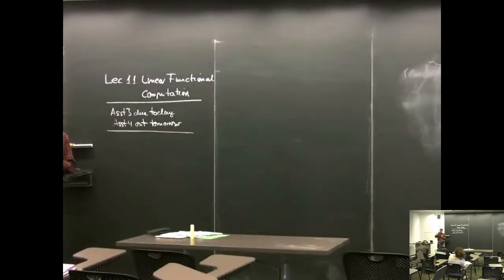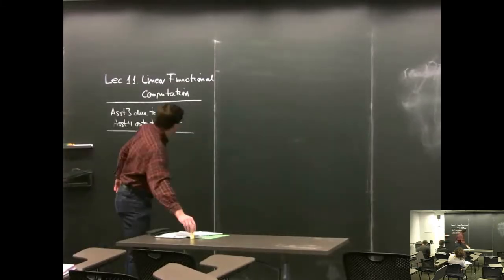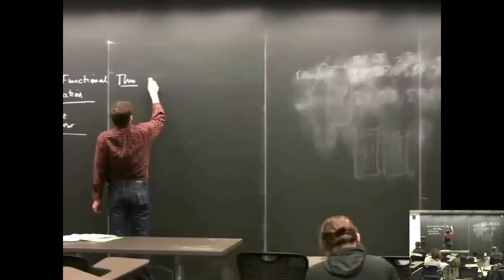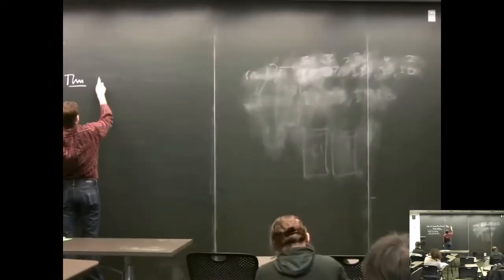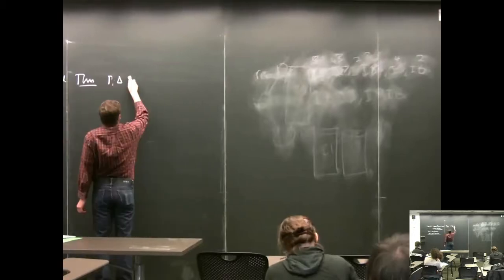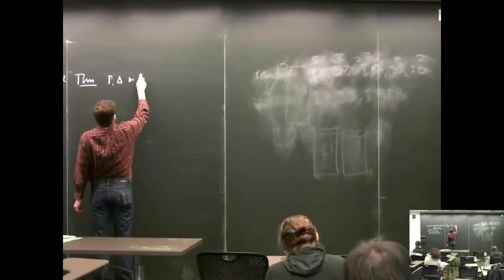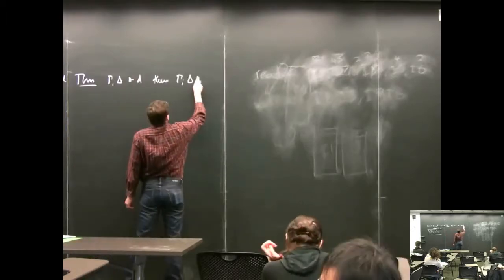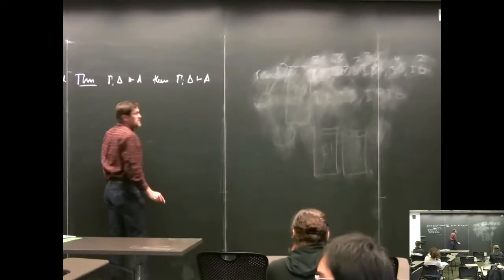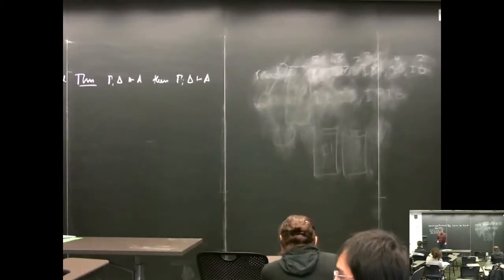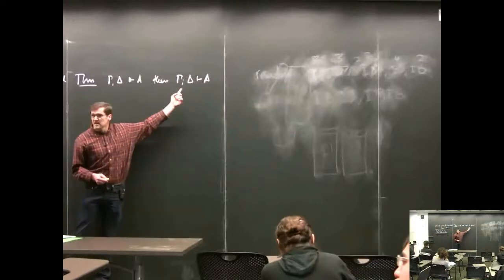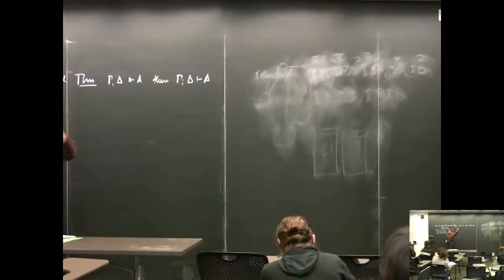We were showing that if something can be proven, so we had a theorem that says that if gamma and delta in natural deduction we can prove A, then we can prove it in the sequent calculus. And the way we did that is we translated the natural deduction proofs into proofs in the sequent calculus. Okay? So now I'm just trying to put these two things together.